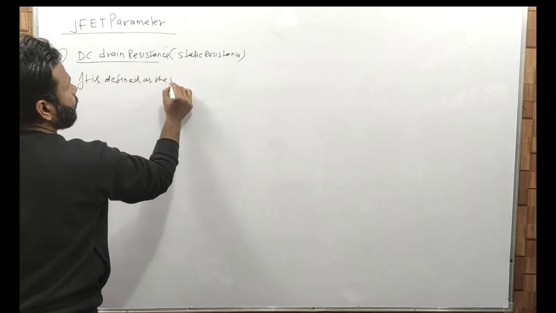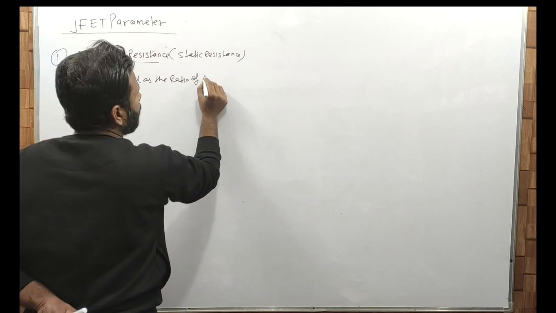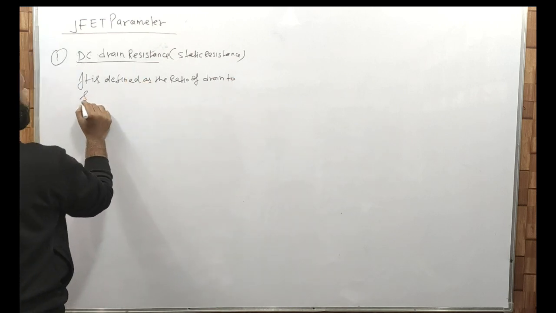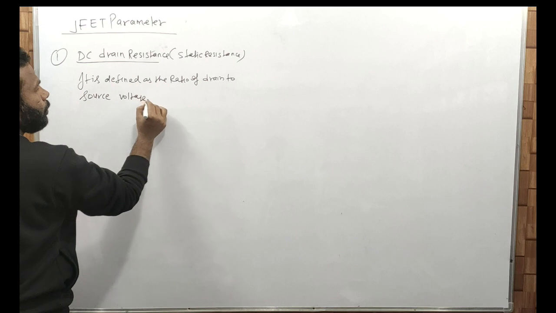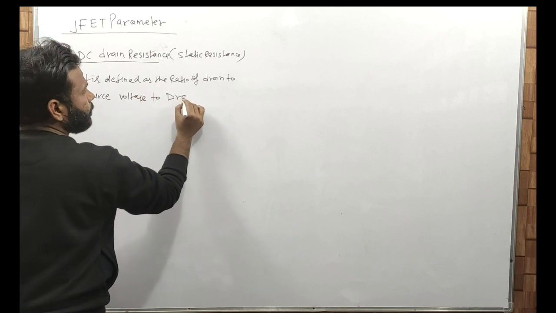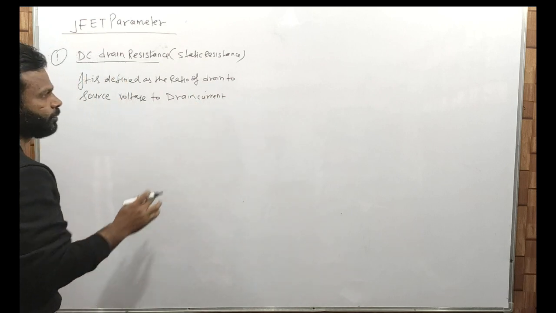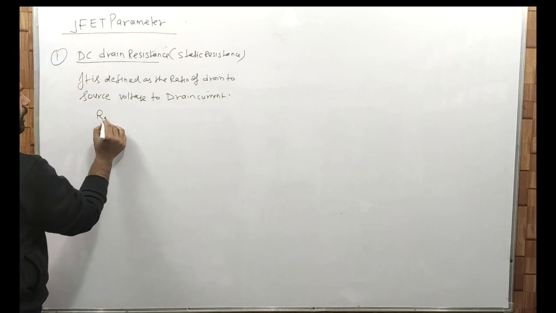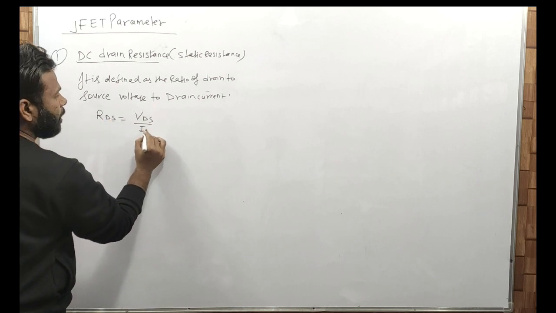the ratio of drain to source voltage to drain current, ठीक है यहाँ तक। Now this DC resistance RDS is VDS upon ID.